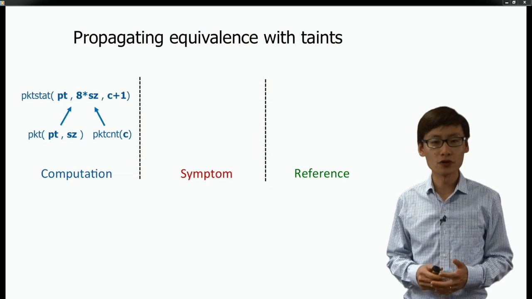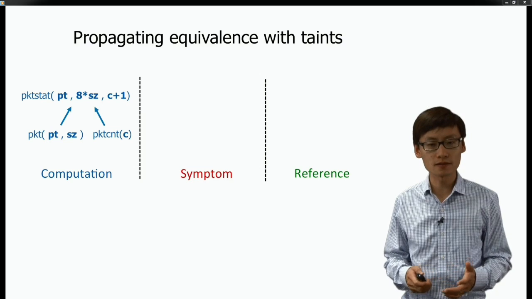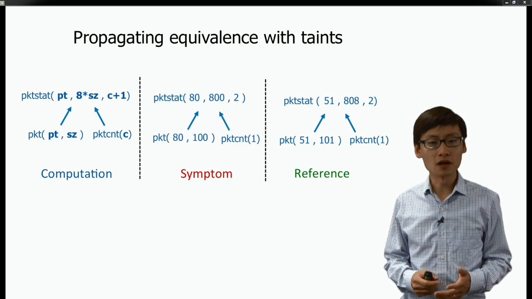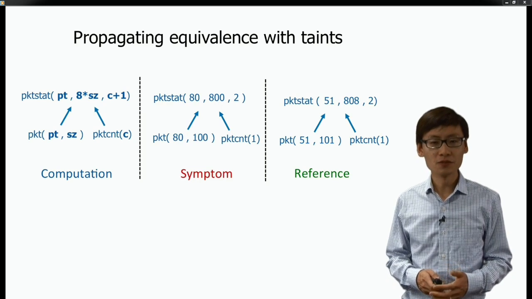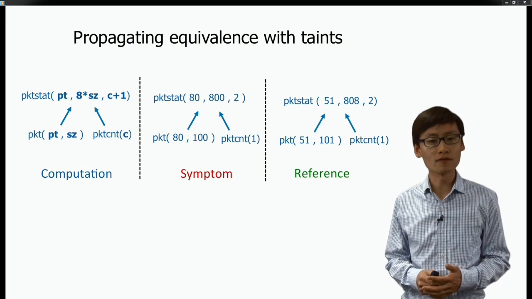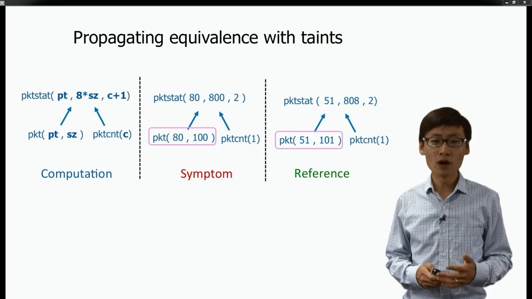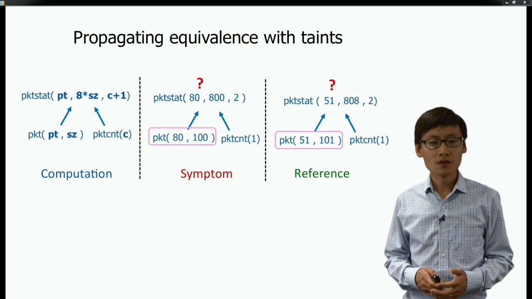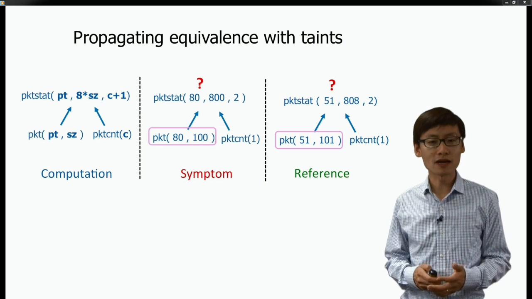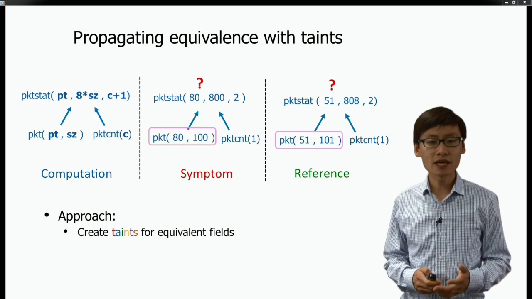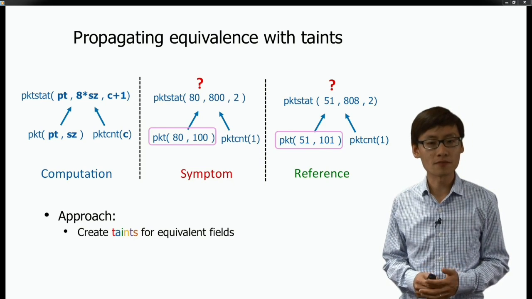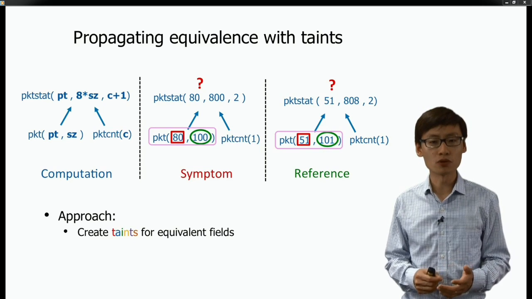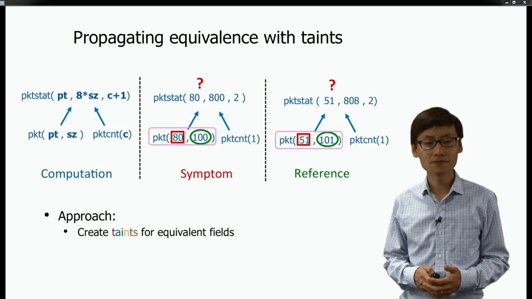Consider this example where you're computing packet-level statistics, and you have two instances of the computation. Suppose you know that the two packets are equivalent. How do you know whether or not the stats are equivalent? The idea is to use taint tracking. We would create a taint for each equivalent field of the packet. For instance, here we have the destination port and the packet size.